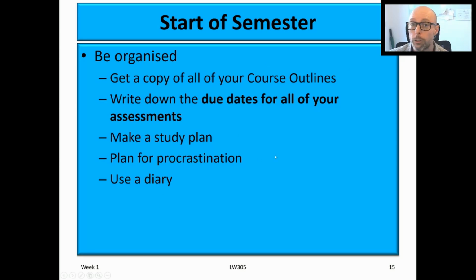Plan. Start using a diary, because as a lawyer, all of your appointments will be registered in a diary. And if you don't make your client's meeting, they won't be your client for very much longer, and they won't be paying you money, and you won't be a very good lawyer. So get used to a diary.